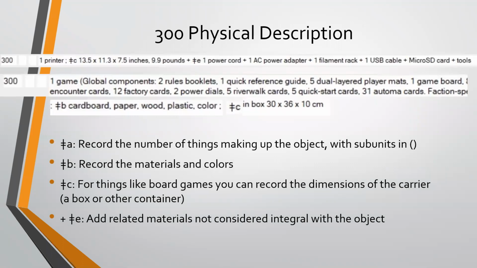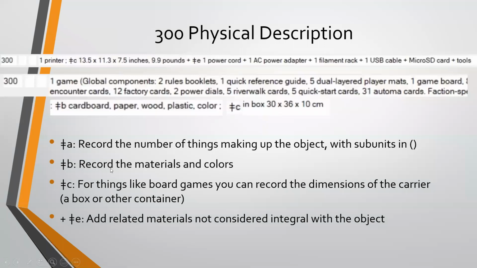300, physical description. This is really where you have your opportunity to describe what this object is. So in subfield A, you'll want to describe the number of things making up the object, with subunits in parentheses. So here I've got one printer. This is one 3D printer. Below it, I have the example from Scythe, the board game. So I have one game, and then in parentheses, global components, and then 2 rule books, quick reference guide, 5 dual layer mats, 1 game board, etc., etc.